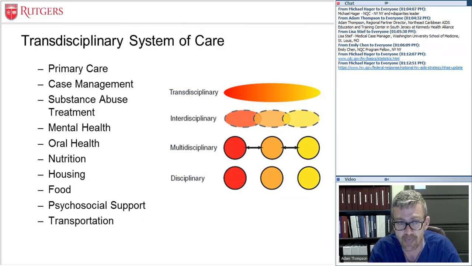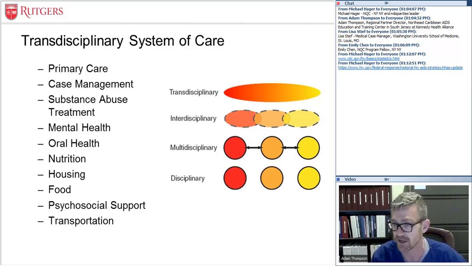So this is our jumping off point into the transdisciplinary system of care, and this graphic, we're really grateful to Terry because we had a really hard time finding a way to visually represent what we were talking about, and she found this graphic, which I think really does demonstrate. If you look on the left side, what you see is a list of services that are commonly used by persons living with HIV.